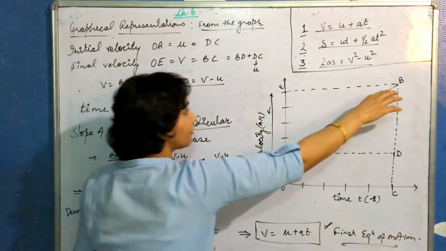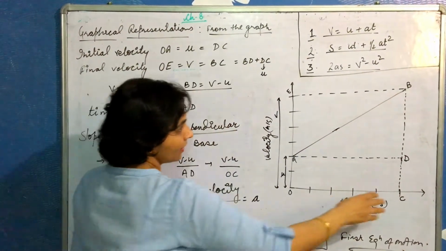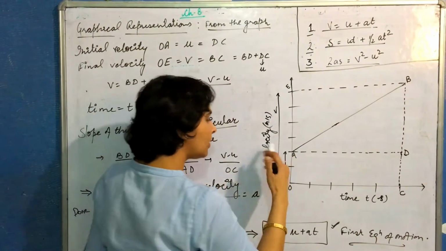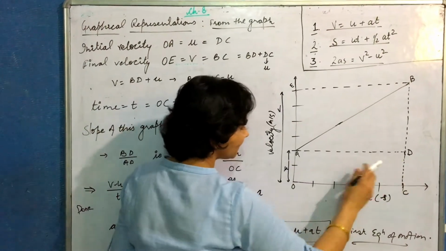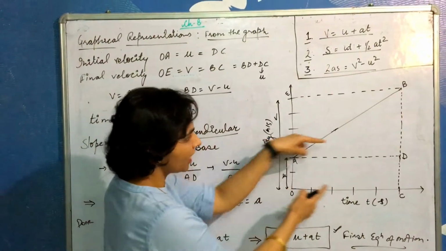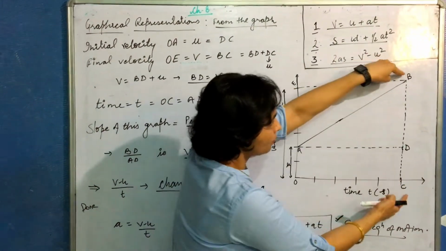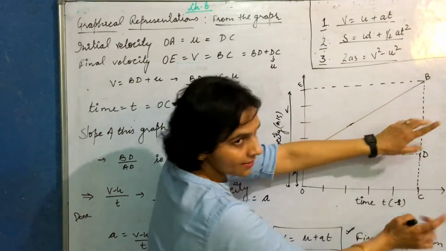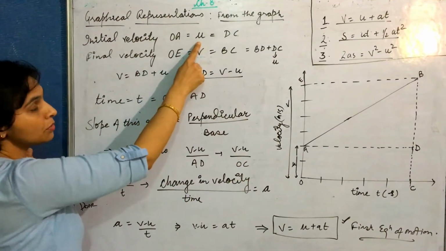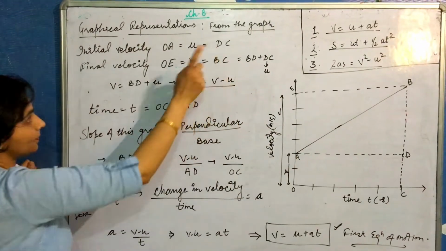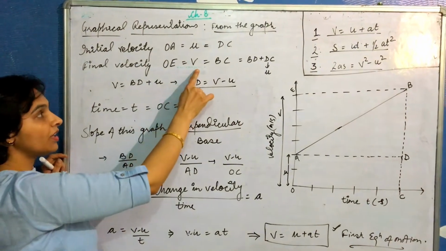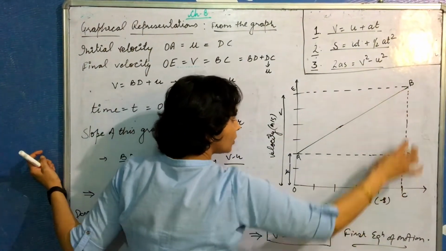If you draw a perpendicular from B to the x-axis, it will meet it at C. So BC is a perpendicular and we are just extrapolating this AD. This is parallel to OC and equal to OC. Here OA is equal to CD. So BC consists of BD and DC. Now see, initial velocity is what? OA, that is U, and OA is equal to DC. Final velocity is OE, V, and this is equal to BC.